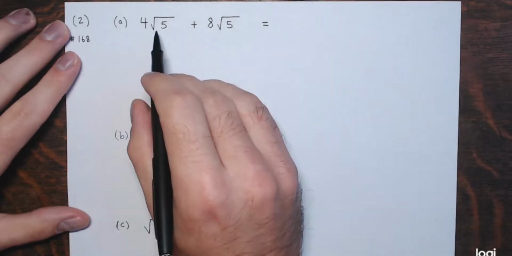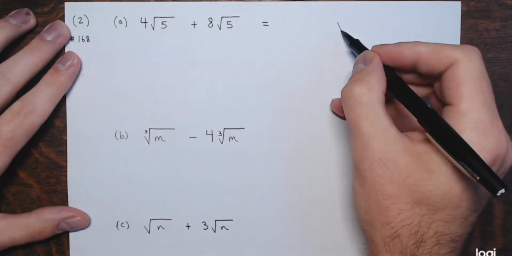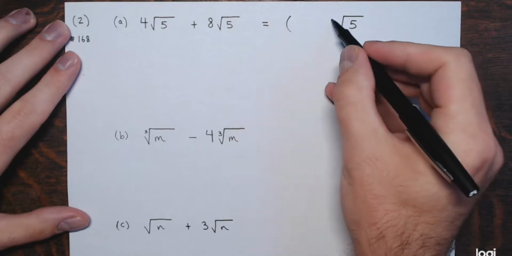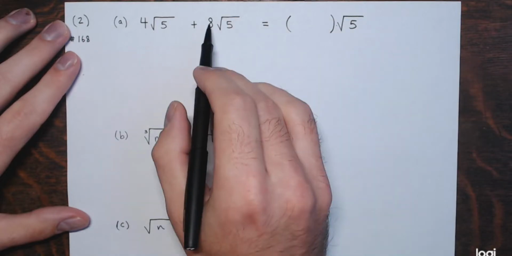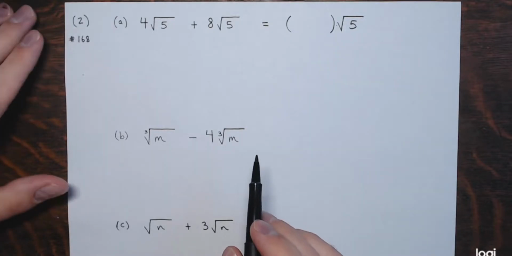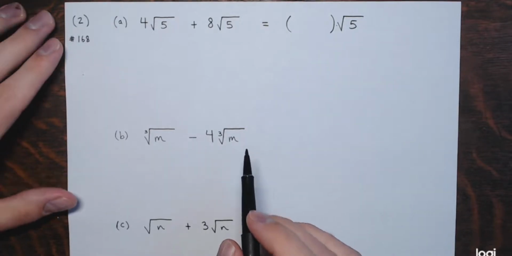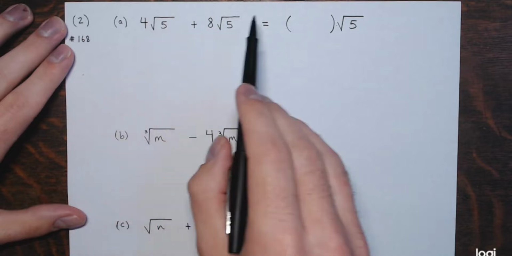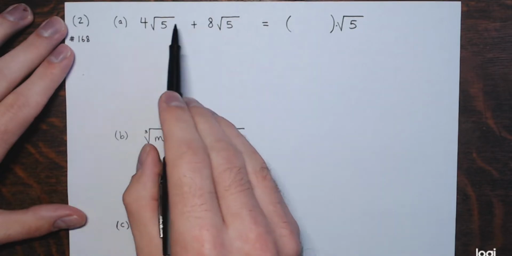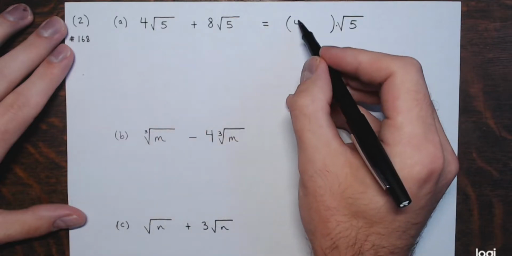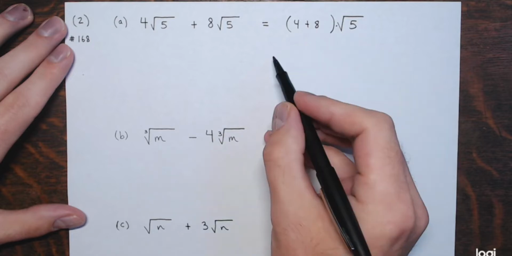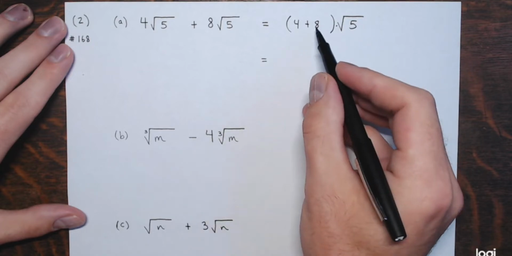So I can factor that out. I'll factor out the square root of 5, and again I'm going to do it on the right, because all we're doing really is combining the coefficients of those radicals. Right? You probably noticed that in number 1. You keep that like radical, and then you're just combining the coefficients of the like radical. Right? What would be left over when I factor out the square root of 5 would be 4 plus 8. Right? And 4 plus 8 is 12.